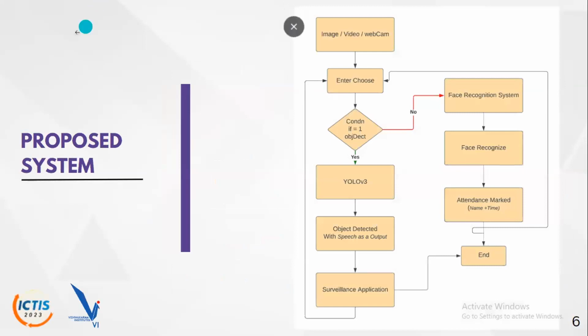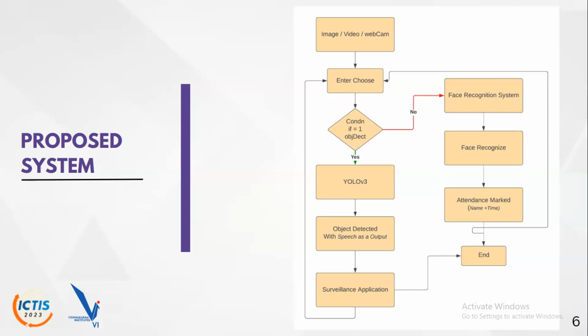Next slide. Going towards the proposed system and how our complete system works. Basically it takes an input as an image, real-time video, or real webcam captured video. As it gets that webcam data, it asks for a choice: what do you want to do? Do you want to go for object detection or the face recognition system?